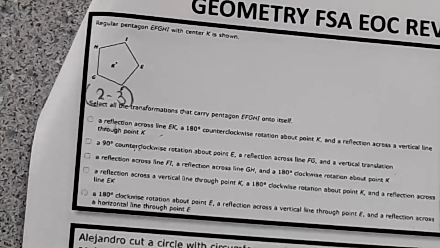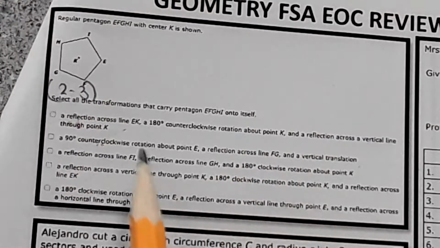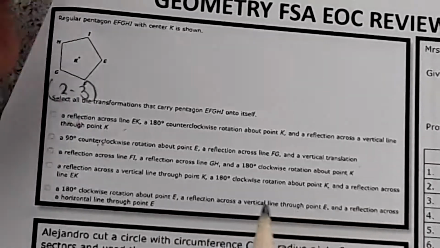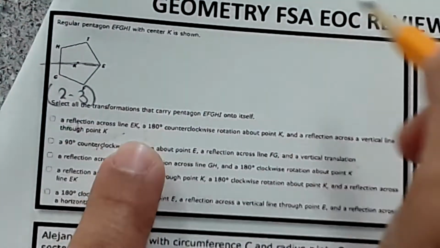Okay, so it wants to know which transformation maps the shape right onto itself. The only way to do this is to go through each answer choice and sketch it out to see. Starting with the first one, a reflection across line EK. If we were to reflect this shape across EK, it would land onto itself.